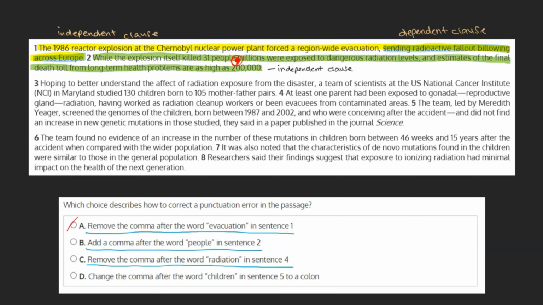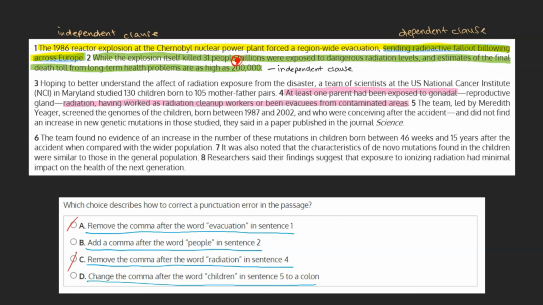C. Remove the comma after the word radiation in sentence 4. At least one parent had been exposed to gonadal radiation, having worked as radiation cleanup workers or been evacuees from contaminated areas. Again, here we have an independent clause, at least one parent had been exposed to gonadal radiation, connected to a dependent clause, having worked as radiation cleanup workers, etc., which adds more information to the independent clause that it follows. As such, the comma here is necessary as it separates these two clauses, and this choice can be marked as incorrect.